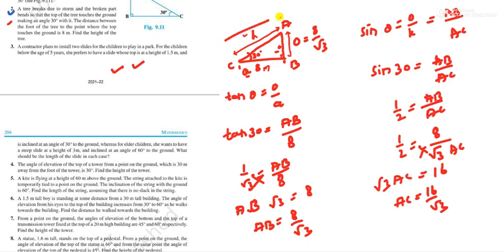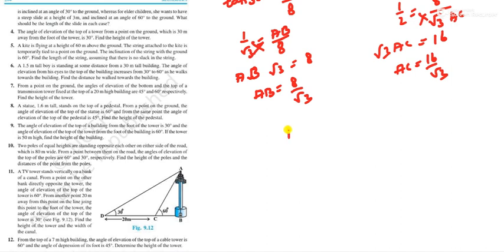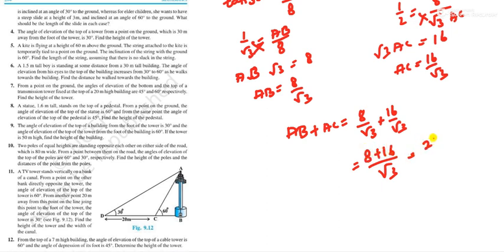Now you have both AC as well as AB. Add them simply. So height of the tree will be AB plus AC, which will be equal to 8 by root 3 plus 16 by root 3. Root 3 is common, so you can take that as it is, and here you can add 8 plus 16. How much is this? 24 by root 3.